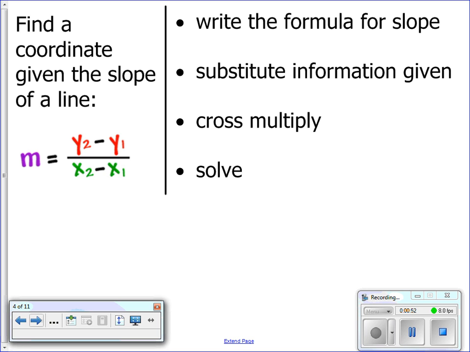So if we want to find the coordinate if we're given the slope, we have to use that equation, m equals y2 minus y1 over x2 minus x1. And we substitute the information that we are given, we cross multiply and solve for the variable.